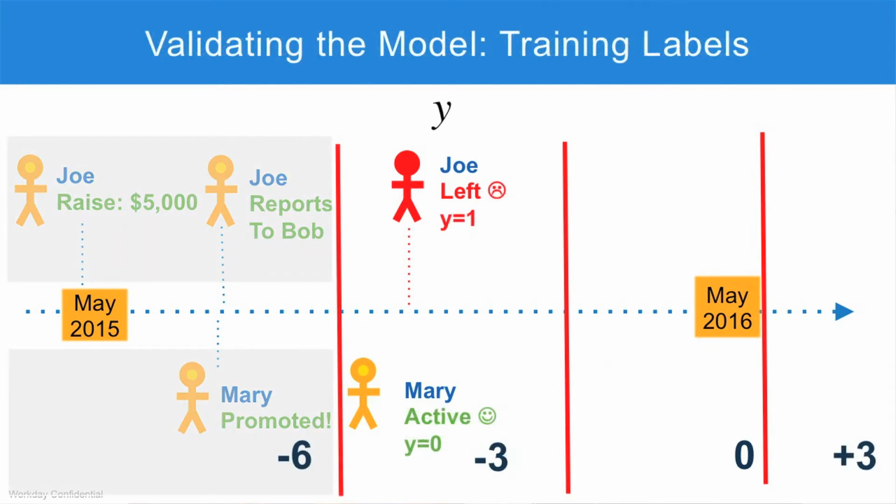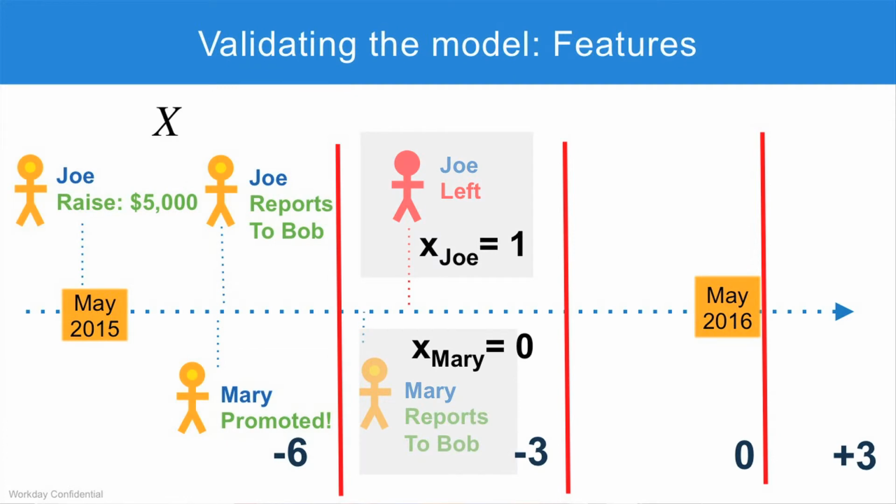So there we go. Since I like pictures so much, I'm going to take another timeline. Here we have our old friend Mary at the bottom, but at top we have Joe. Joe had a very similar timeline. He had a raise a year back, but he started reporting to Bob soon after, and he left pretty soon.